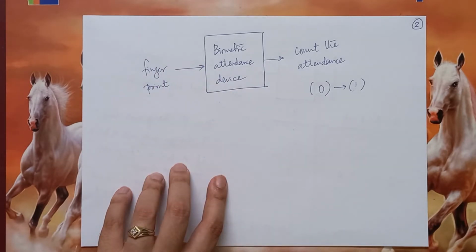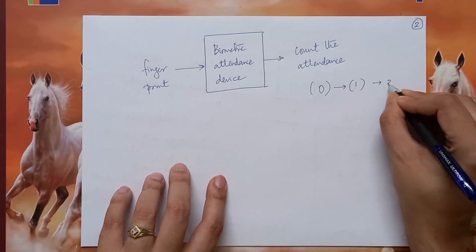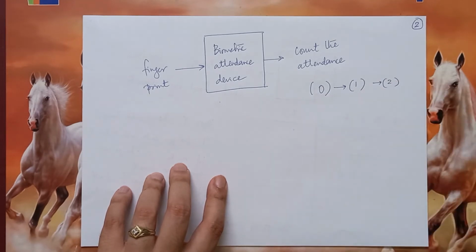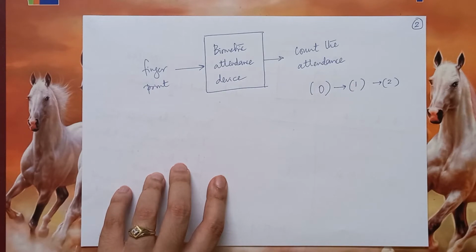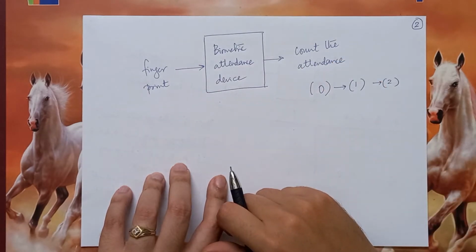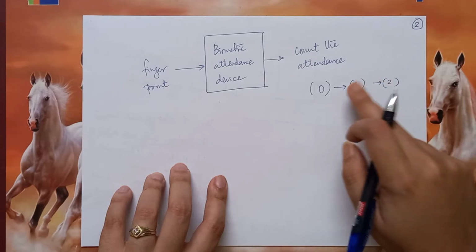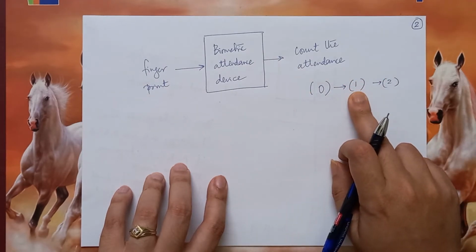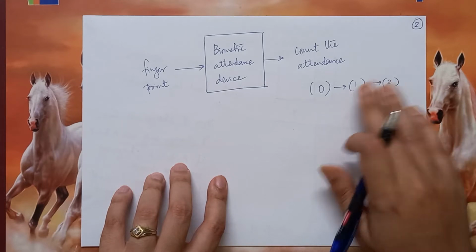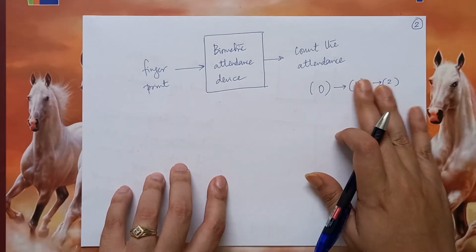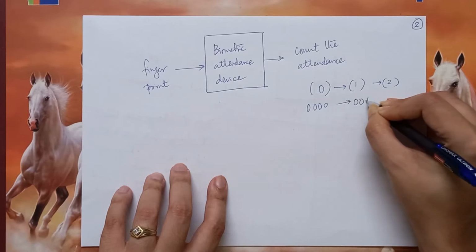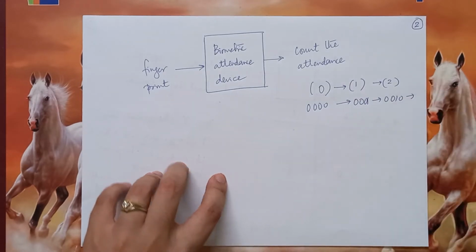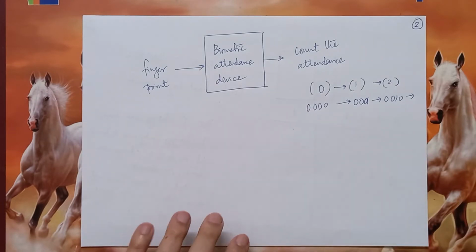Now when the next person comes, this 1 should become 2. But in reality, what is happening? Until the time the next person comes, the output stays at 1. That part is okay. What this circuit also has to do is remember that one person has already given the attendance, and therefore I should not override that, or I should take that into account, and I should increment it by 1. So if it is a binary value, I can have, let us say, 0000, I can have 0001, then 0010, something like that. There could be more number of bits also.